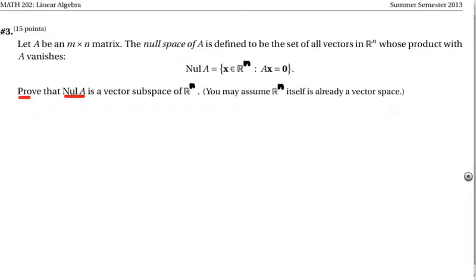And so the question was to prove that this set, the null space of A, which is defined for you here in the problem as the set of all vectors x in Rn such that A times that vector x is equal to the 0 vector, is a vector subspace of Rn.